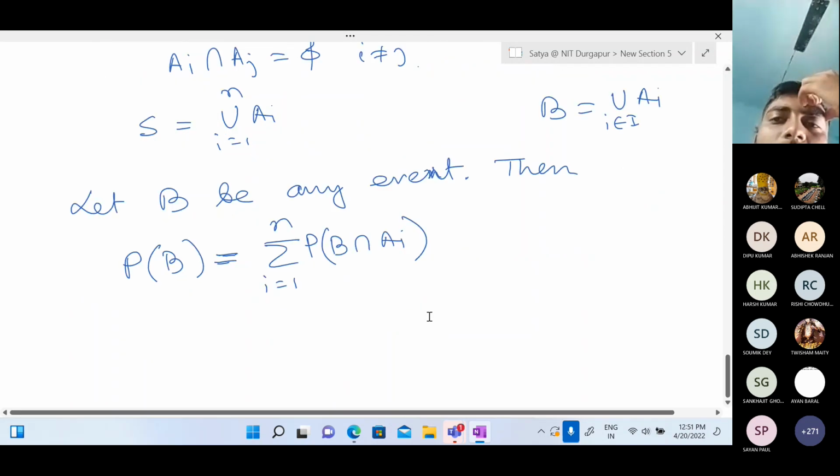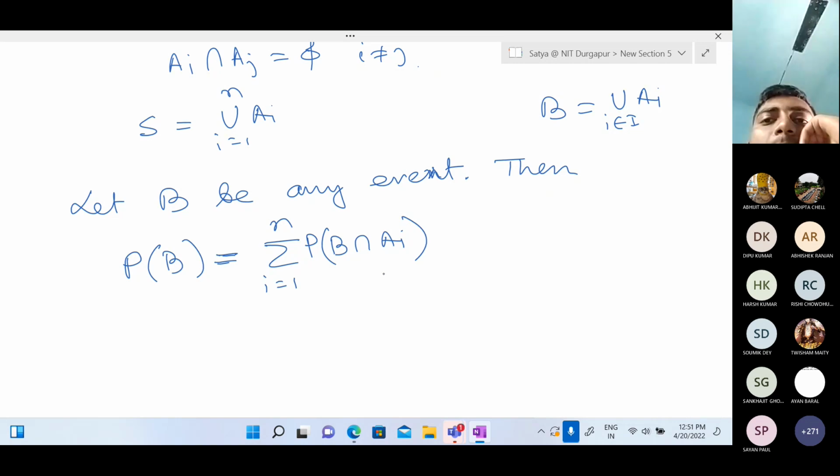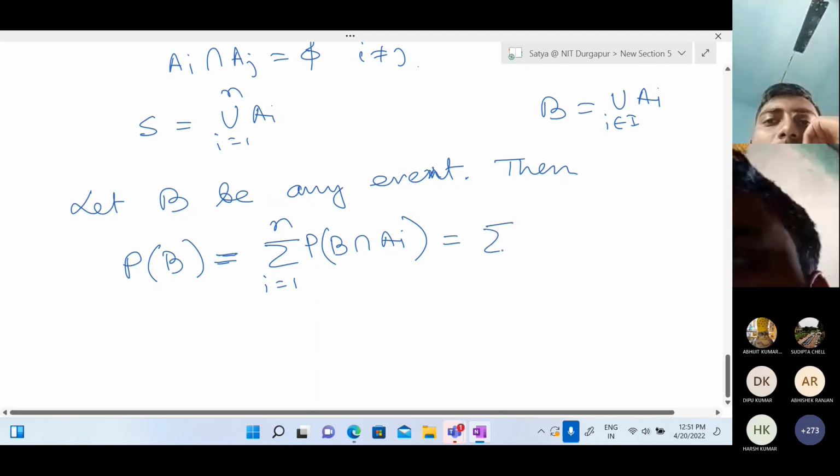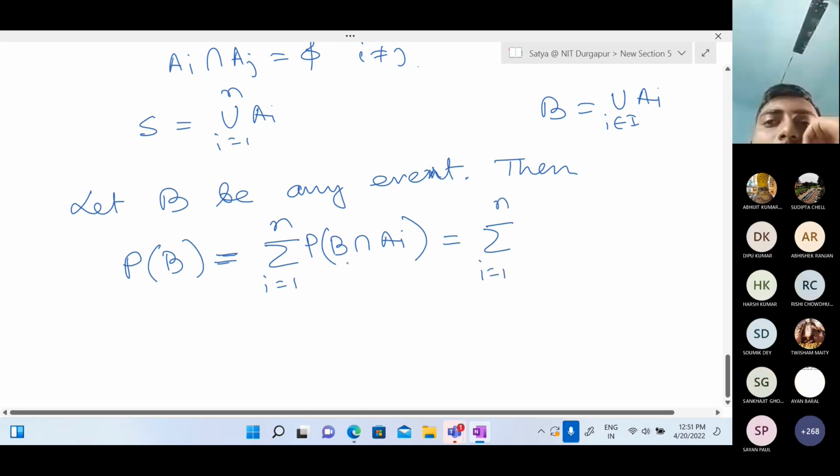So B is a subset of this, and just directly probability of B, without writing like that, we are taking different intersections with all Ai's, and this equals, by the Bayes previous theorem, the Bayes rule, we can apply like this: i equal to 1 to n. This probability of intersection, so you can write probability of B given Ai into probability of Ai.